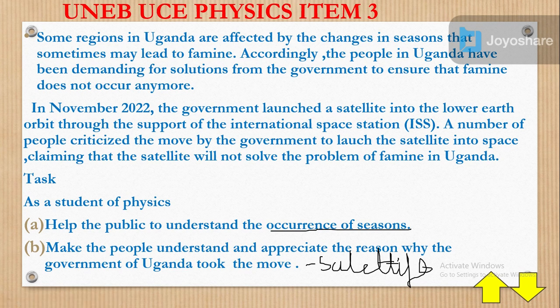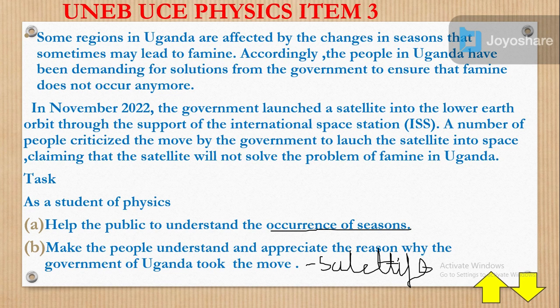Just to explain why they put this satellite, satellites are very important in very many ways. However, the one they launched in November was for weather forecast, so that they can know more about the weather. When is it going to rain? When are we going to have a longer drought season? That's the aim.